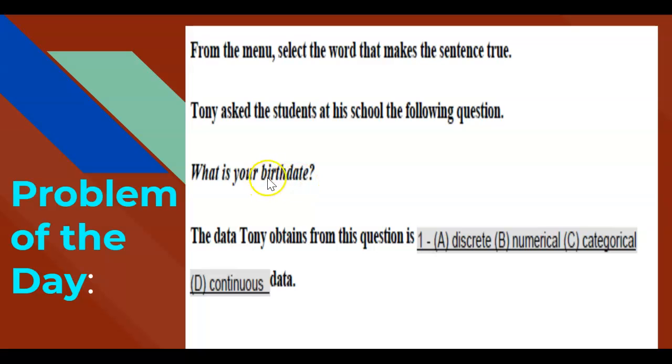Now, if he asks, how old are you? Then that would be a numerical data type question. But he didn't ask that question. He asked, what's your birthday? Okay?